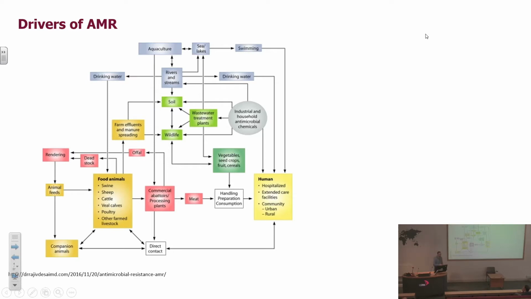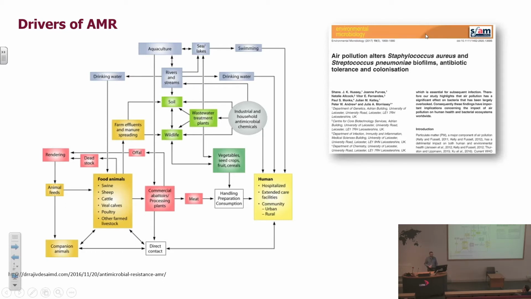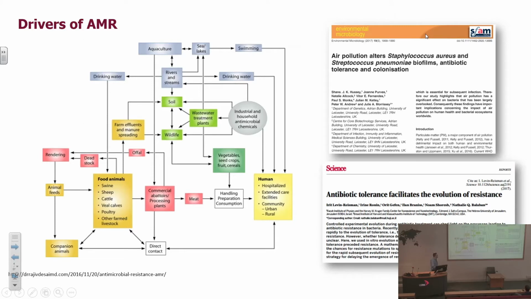In addition, this is not comprehensive. For example, this year there's been a couple of papers out looking at air pollution. Higher quantities of black carbon seem to give bacteria a little bit more tolerance to antibiotics because they affect the way that they grow within the lung. Tolerance to antibiotics can also facilitate the evolution of full-on resistance. So all of these things we don't yet fully understand, so we're still learning our way in order to try and tackle the problem.